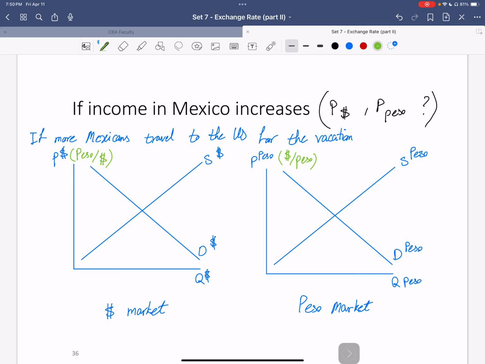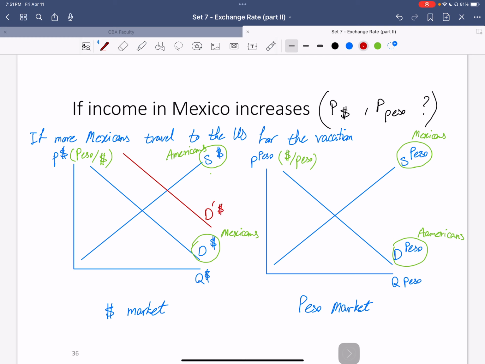I want to make sure that you understand both of these. Okay, so we have supply and demand. Now we have more Mexicans traveling to the US. It means that more Mexican people are going to buy US dollars. This is the Americans, and this is Mexicans. This is Americans. This is Mexicans.